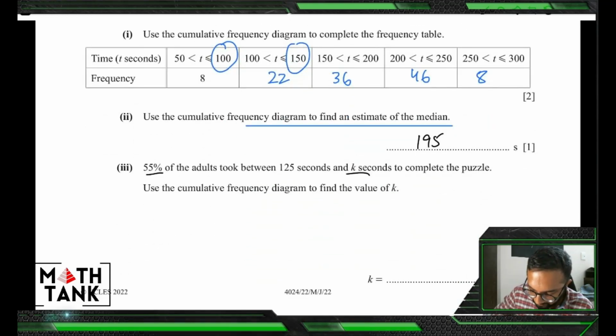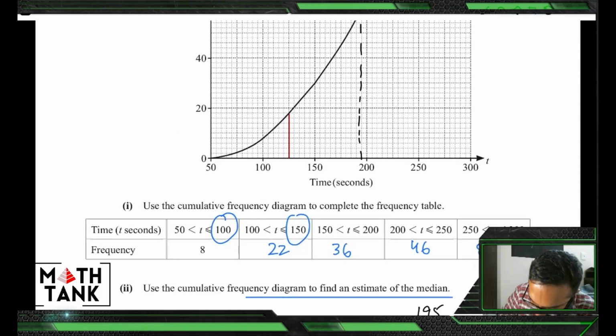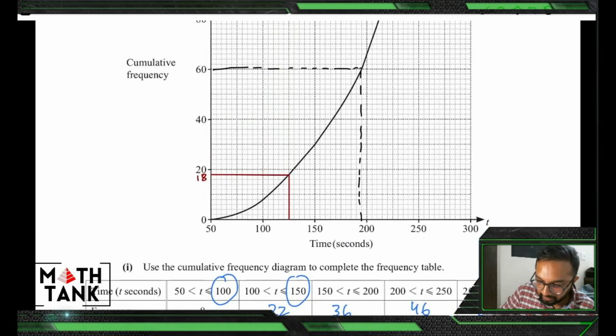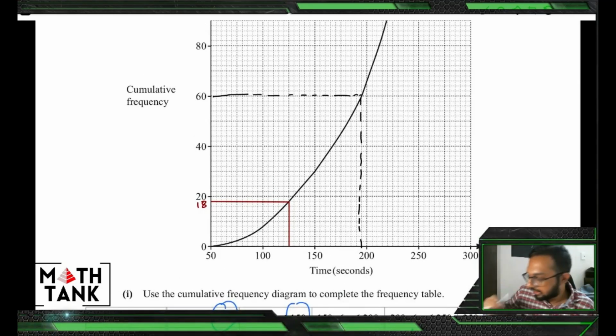So 55% of the adults took between 125 and k seconds. Now I don't know the upper boundary, but I want two boundaries. One of them is that's 18. What's 55% of the total? So 55% of 120. What does that give me? My calculator tells me that gives me 66. So wherever the next boundary is, the number of people between 18 and that number should be 66. So I'm going to add 18 and 66. So I need to be at 84.